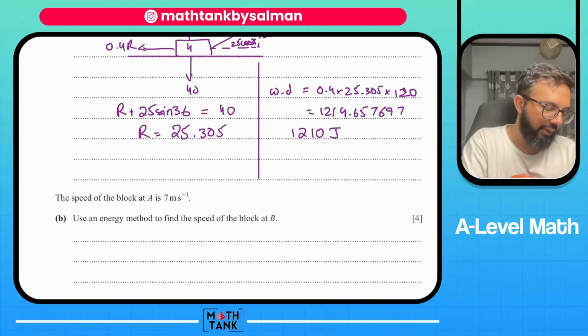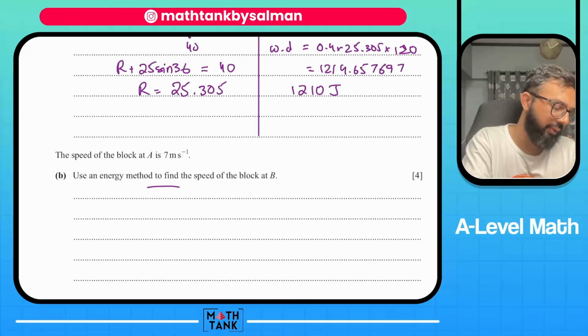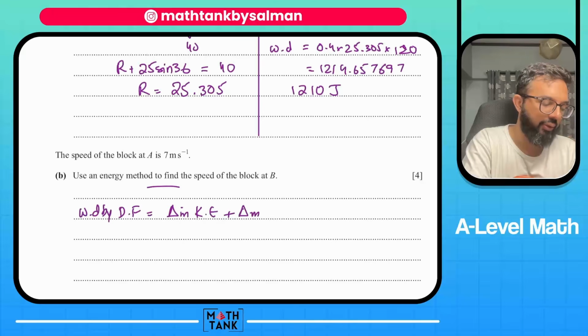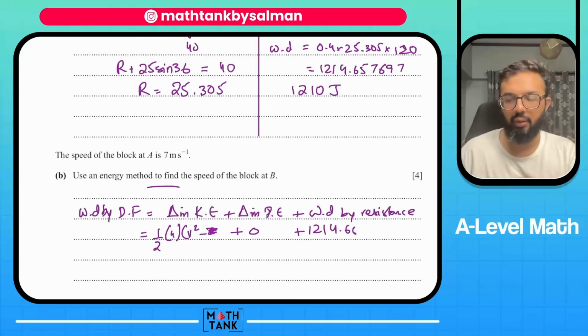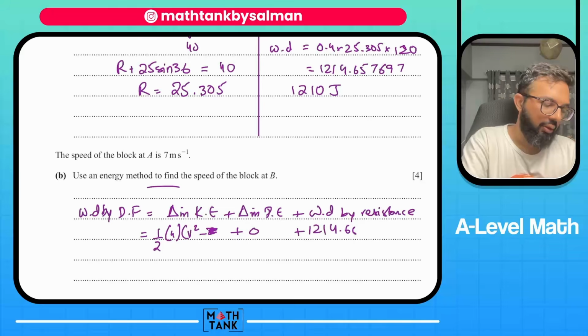Okay, the speed of the block at A is 7. Using energy method. So energy method simply means that work done by driving force equals to change in K plus change in P plus work done by resistance. So my work done by resistance should be 1214.66, let's say. Okay, there's no change in P, of course. Half M V squared is what I'm trying to find, and the starting speed is 7.